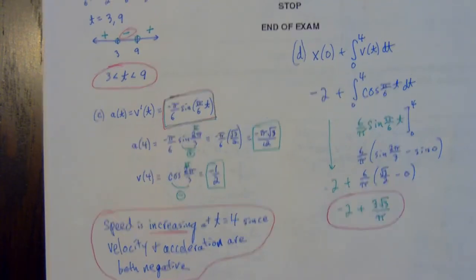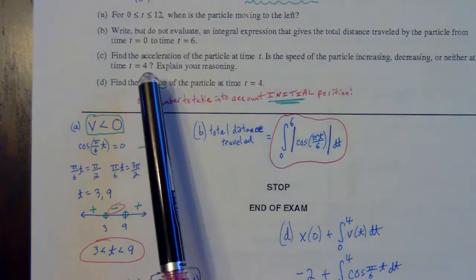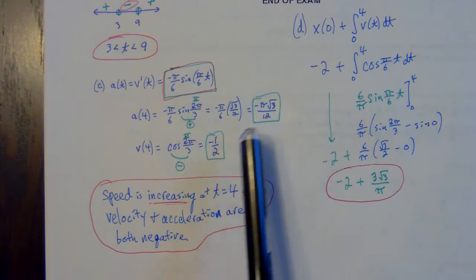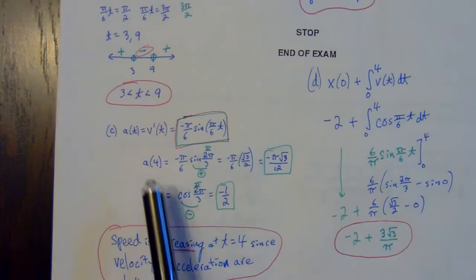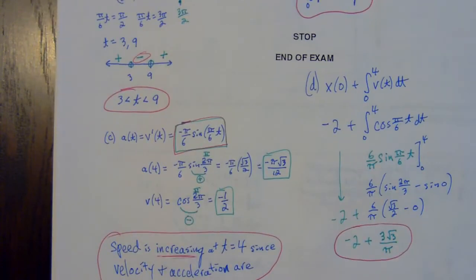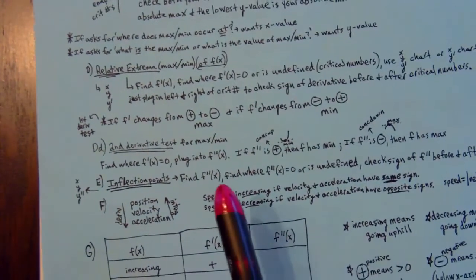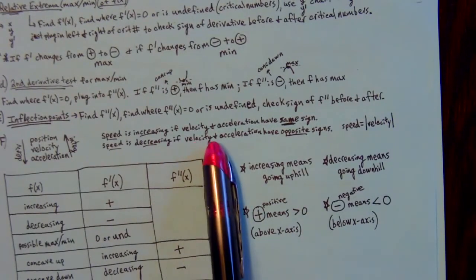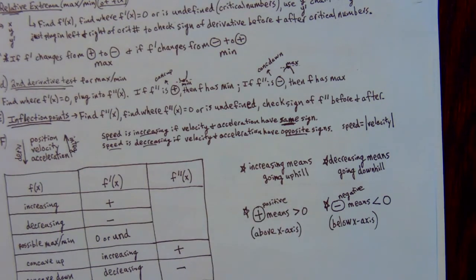The second part of that said, is the speed of the particle increasing, decreasing, or neither at t equals 4. So you didn't really need to go too far and get those exact answers. You just had to determine whether these two items were positive or negative. Because remember, from our blue packet, from the last couple of tests we had, I think on the 2003 test and also the 2005 or 7 test, one of those, or even the 4 test, we got that down here for you. Speed is increasing if velocity and acceleration have the same sign. Speed is decreasing if velocity and acceleration have opposite signs.